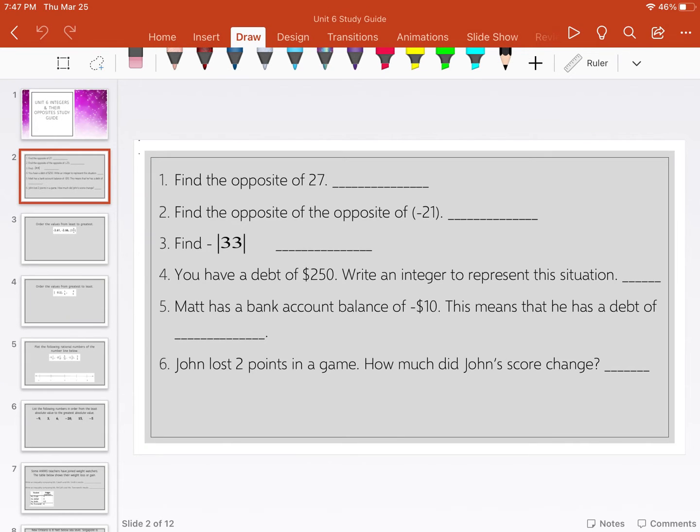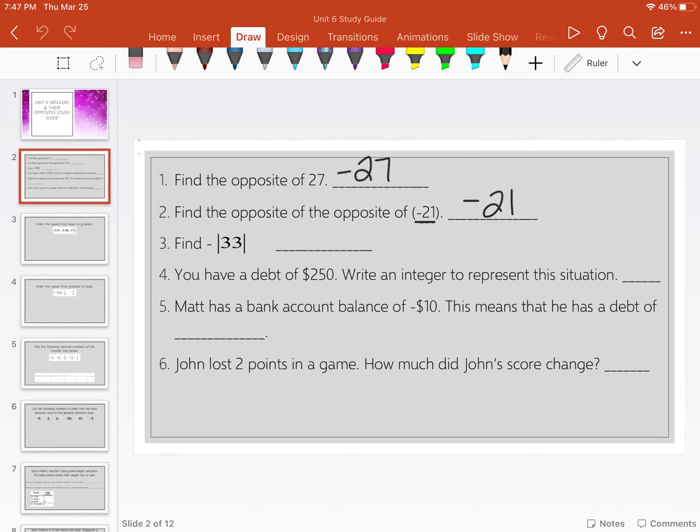All right, so the first one says find the opposite of 27. The opposite of 27 is going to be negative 27. The opposite of negative 21. So we start at negative 21. The opposite of that is positive 21. The opposite of that is back to negative 21.